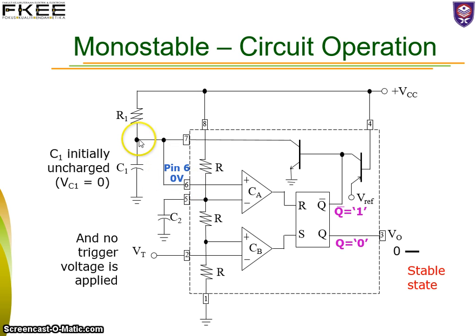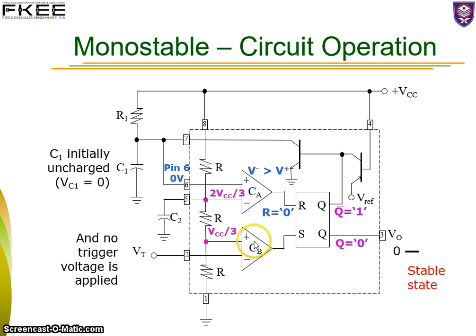For pin 6, since it is connected to capacitor C1, the voltage here is 0 volt. For the upper comparator, the negative terminal over here will have 2/3 of VCC, and this value is being compared with pin 6. This is 2/3 of VCC. It is much bigger than 0 volt at pin 6, so that's why V minus is greater than V plus. So the output of comparator A will be 0, meaning that R will receive a logic 0.